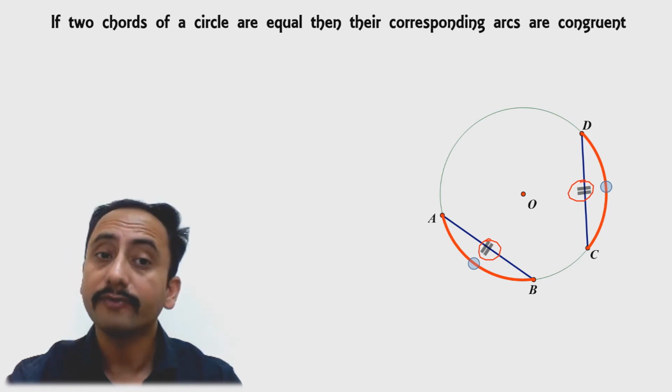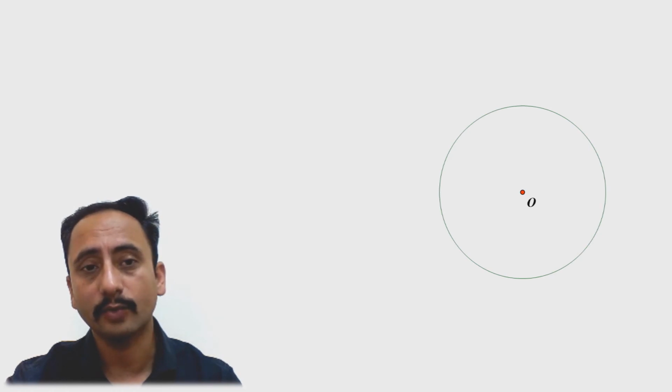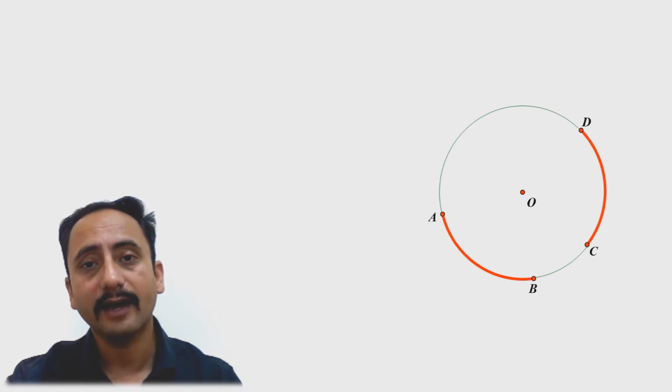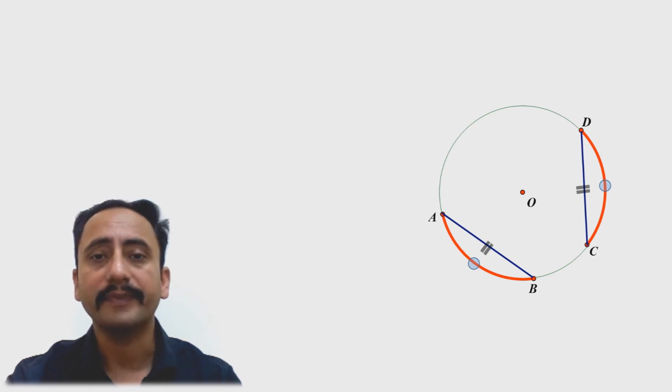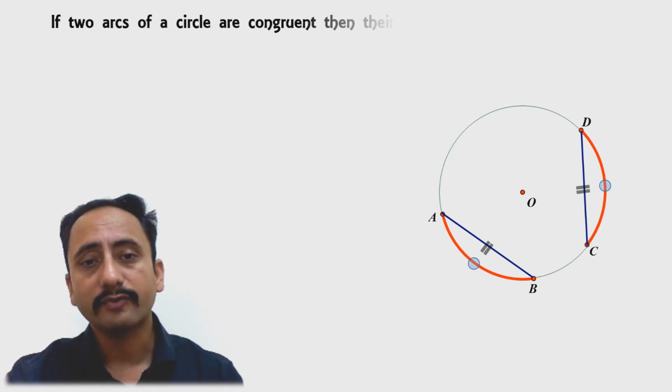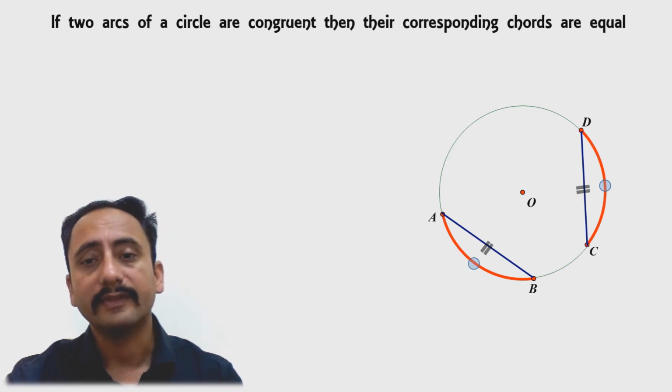The converse of this theorem is also true. Let us consider we have a circle with center O, in which AB and CD are two arcs. If these two arcs are congruent, then the corresponding chords AB and CD will have to be equal. The statement of the theorem is, if two arcs of a circle are congruent, then their corresponding chords are equal.